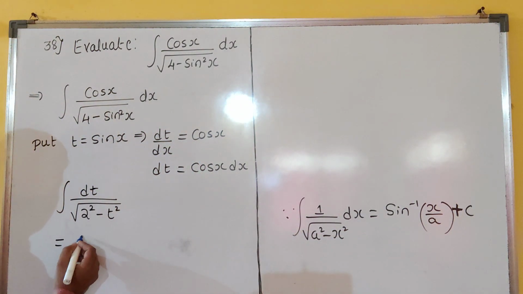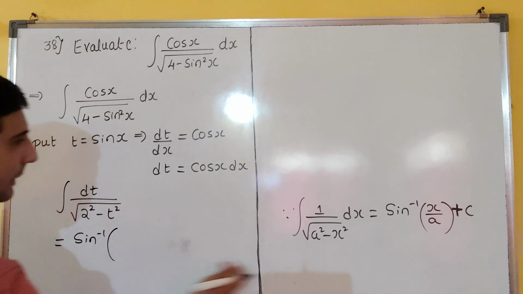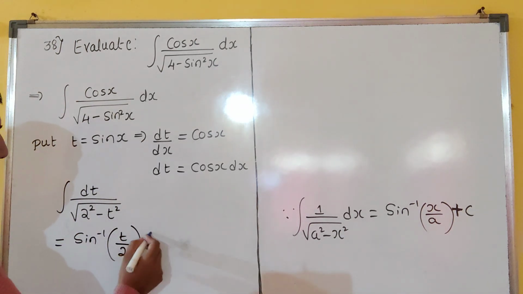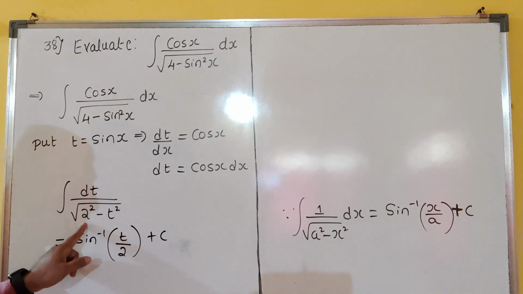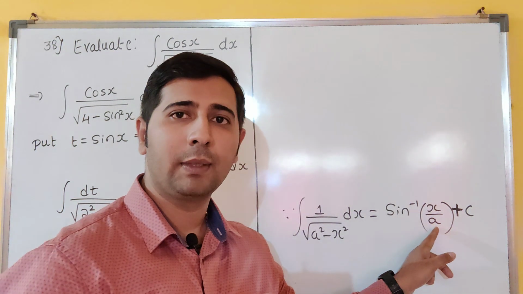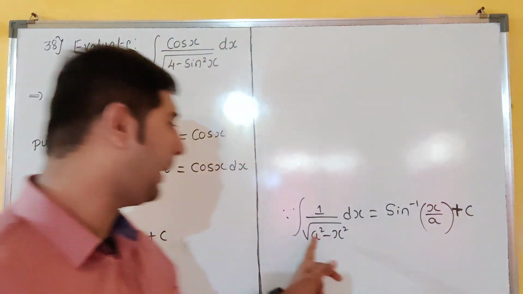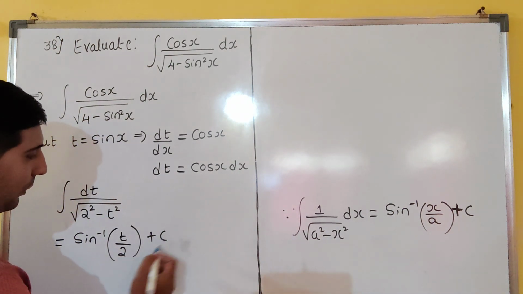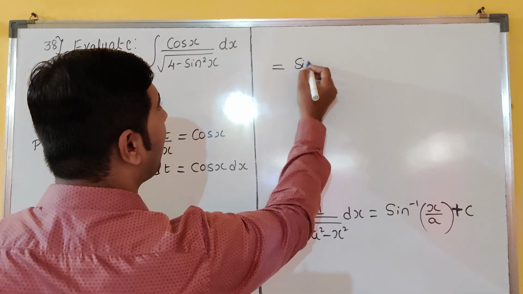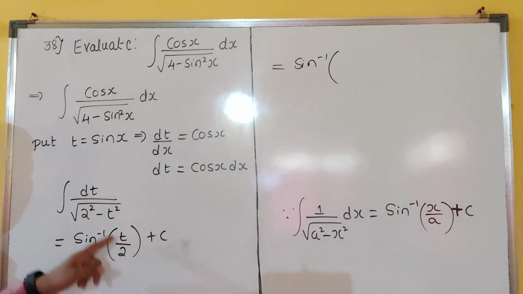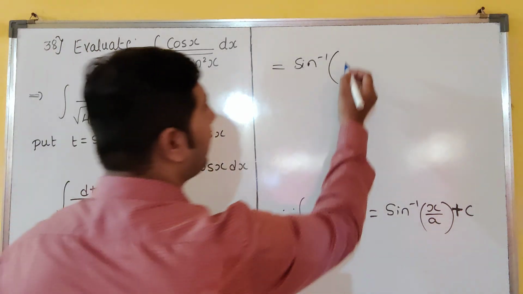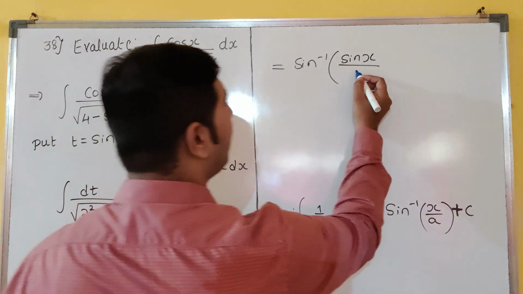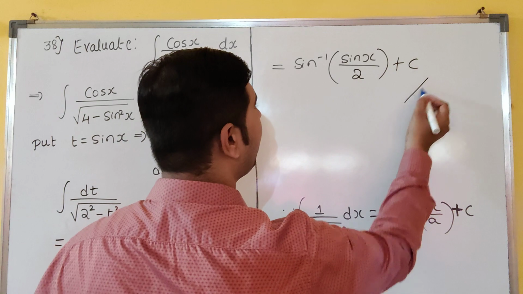So now sin inverse. What is x? t. And what is a? A is 2, plus c. Understood or not? A square he has not asked. Don't write 2 square. He has told you to write only a, not a square. A value is 2. So now what is t, my dear students? Sin inverse t, where t is taken as sin x. So sin x divided by 2 plus c, my dear students.